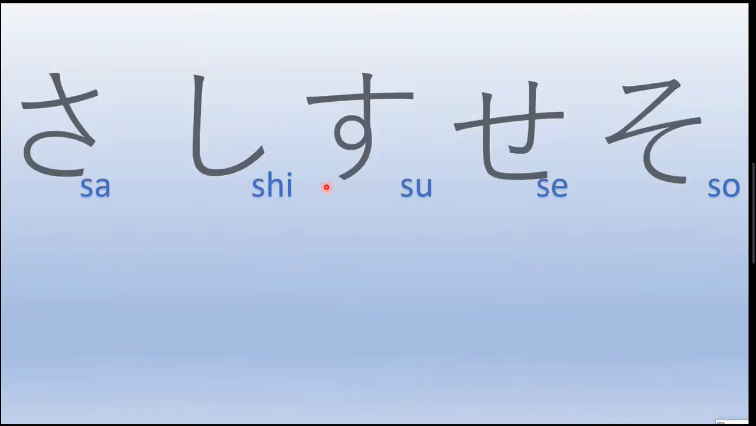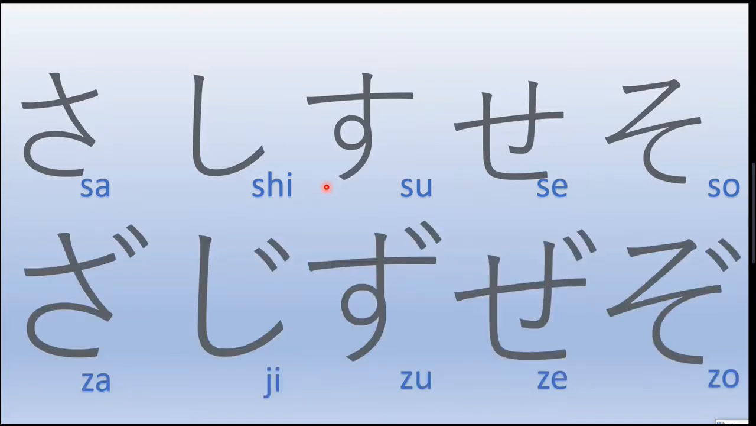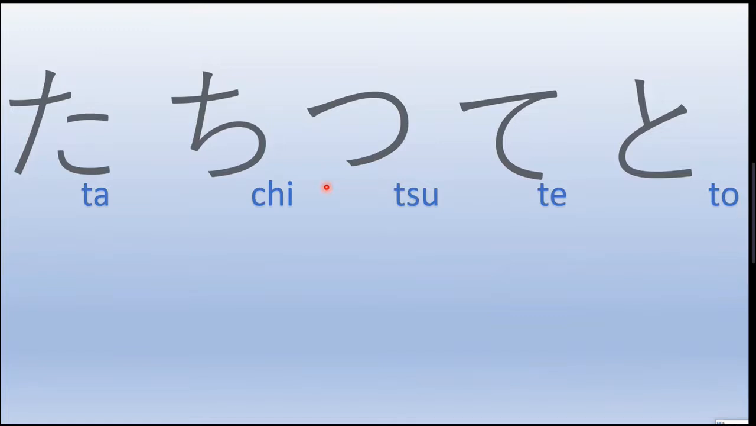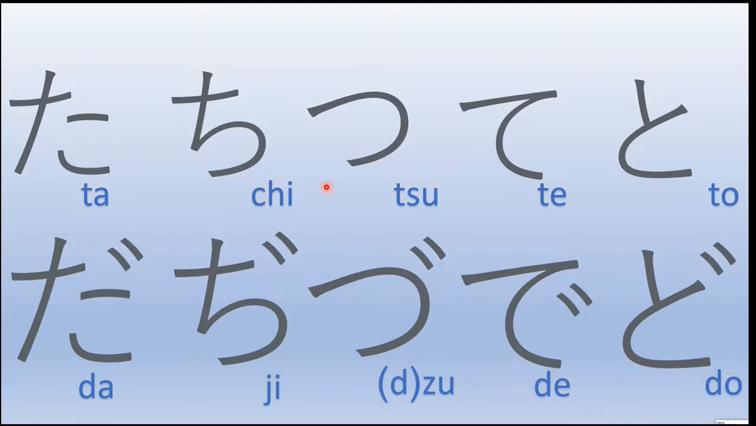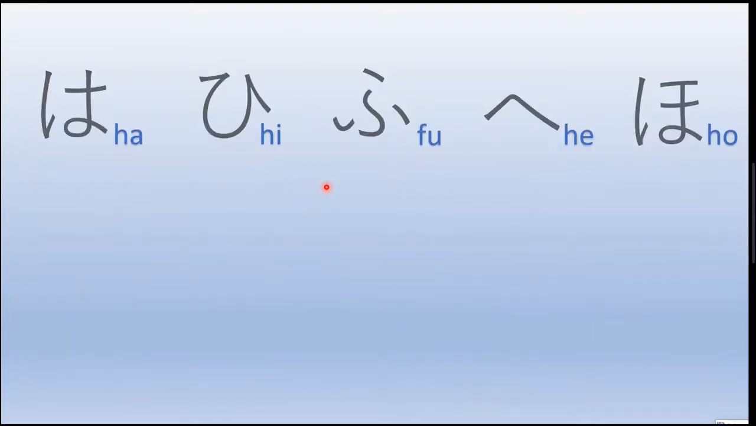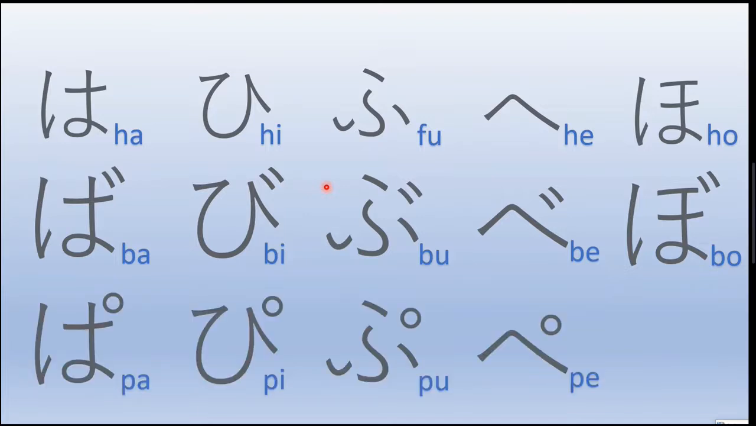Similar is the case with sa, shi, su, se, so, and za, ji, zu, ze, zo. These are almost the same except for those two short segments at the top right corner. Likewise, ta, chi, tsu, te, to, and da, ji, zu, de, do. And the next one is ha, hi, fu, he, ho with ba, bi, bu, be, bo, and these were the dakuons. And we have a line called handakuon, which is pa, pi, pu, pe, po.